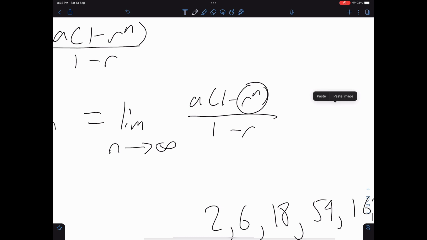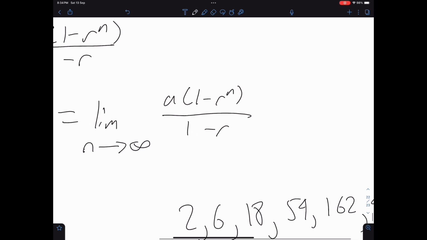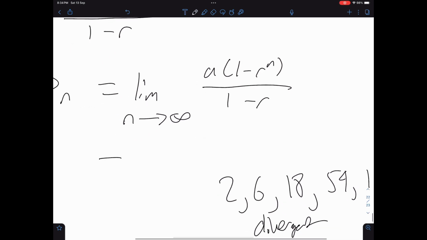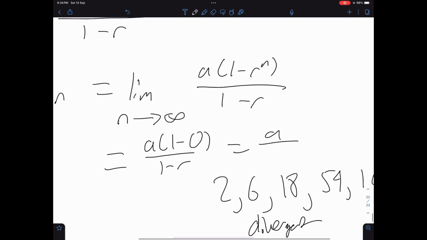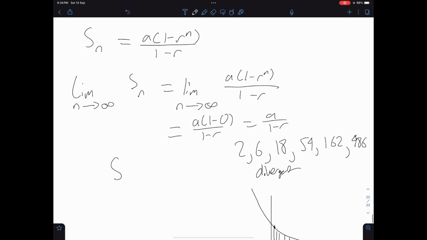So take that one. As we make n really big, like we do 1/3 times by 1/3 by 1/3 by 1/3, and so on, it starts to get very small, doesn't it? So it tends to 0. So we can say it's actually a times 1 minus 0 over 1 minus r, which is just a over 1 minus r. So our sum to infinity is equal to a over 1 minus r.